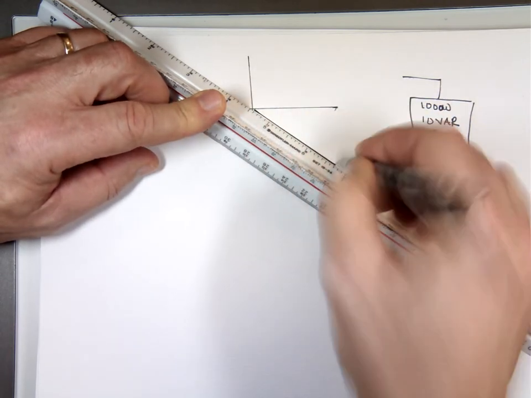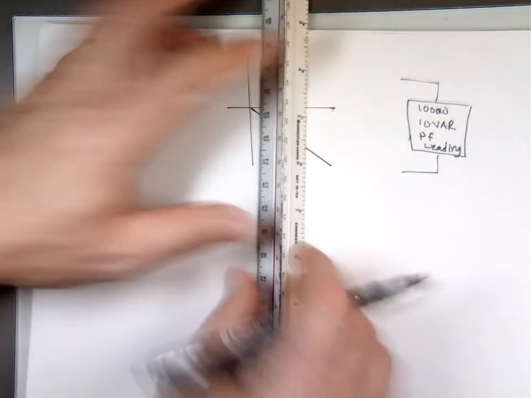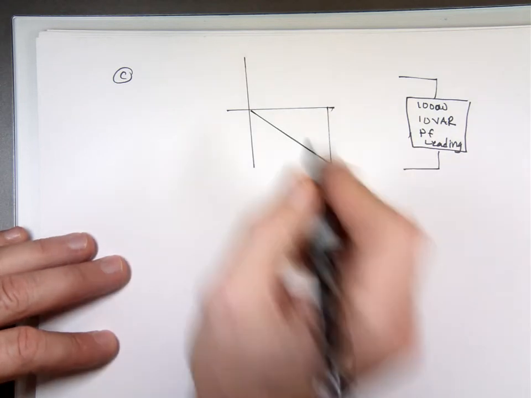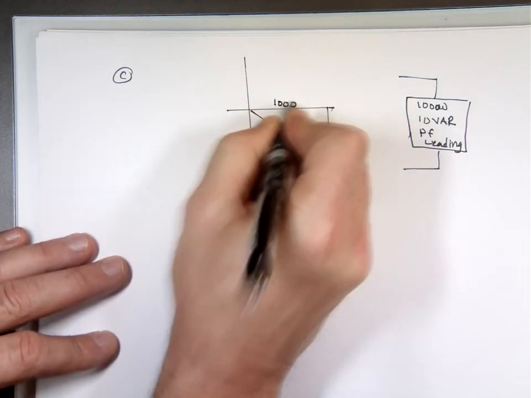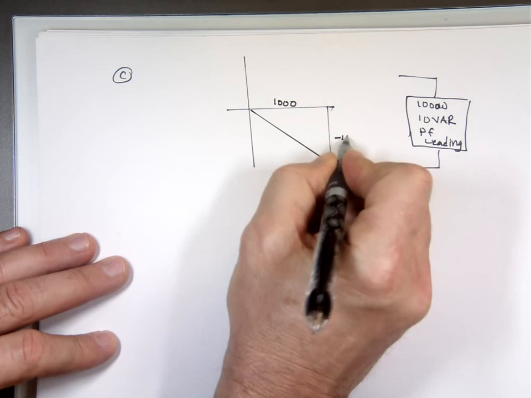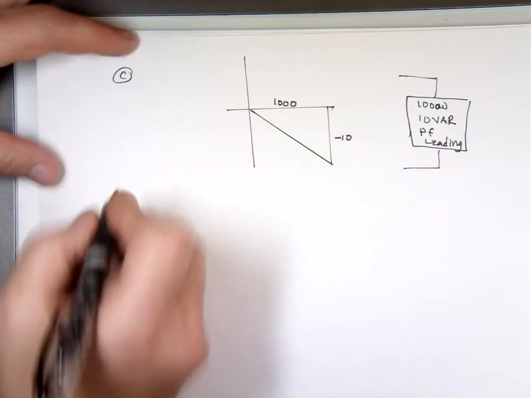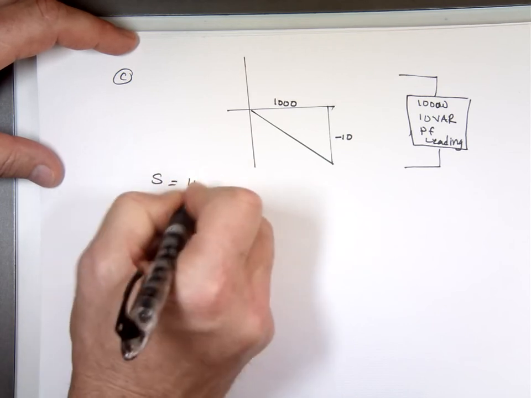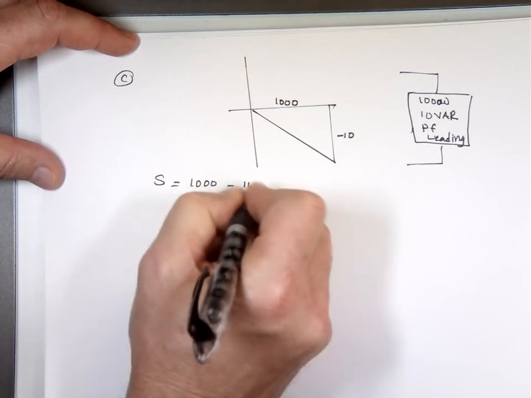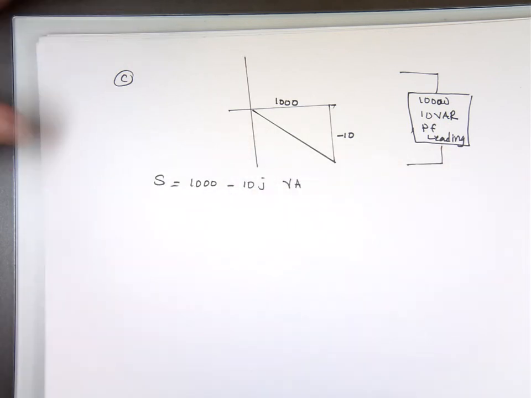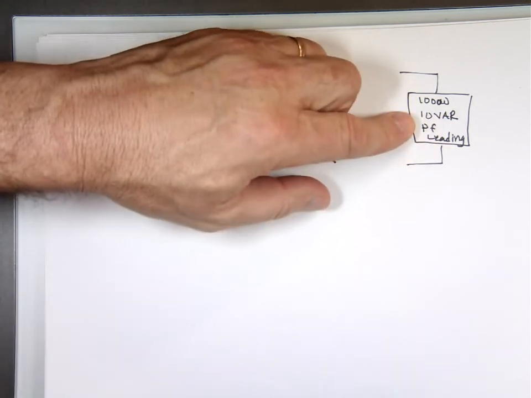We just go straight to complex. You already have everything. This is 1,000, and this is negative 10, because it's negative down here. So the complex power will be 1,000 minus j10 VA. Because of leading, the angle is in this quadrant, a negative value, so the imaginary part has to be negative. That's really the whole point of this one. They're giving you the value 10, but the leading tells you whether it's plus or minus.